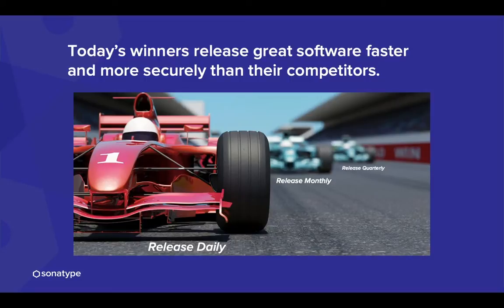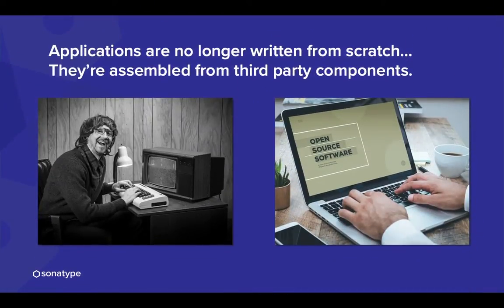Organizations that go through DevOps or DevSecOps transformations are building out CI/CD pipelines, and they're trying to release their software very quickly. The best release daily, some release monthly, but those that release quarterly or more are really being left behind. And they're able to do that faster because applications today are no longer written from scratch. They're actually assembled from third-party components.